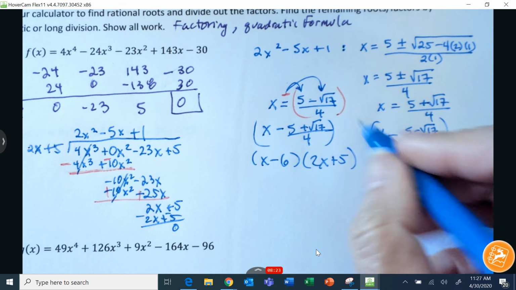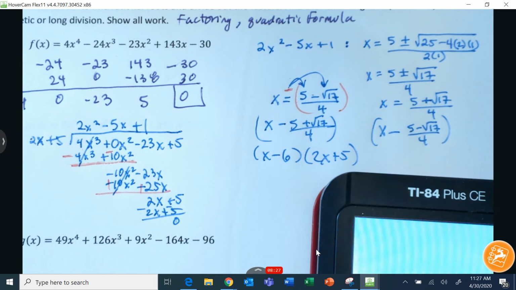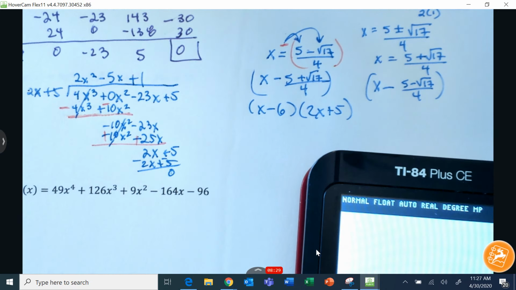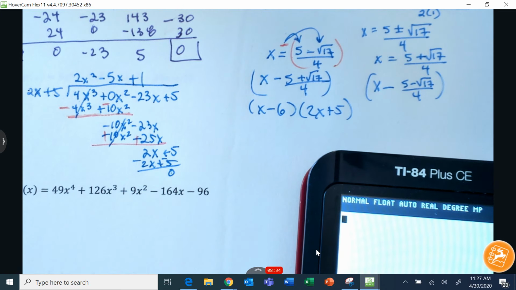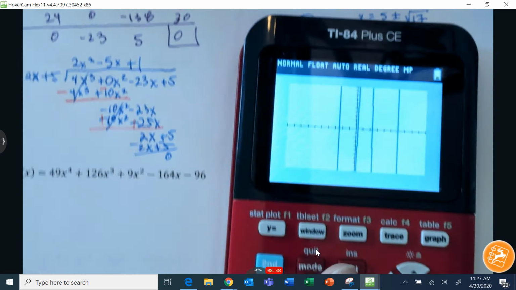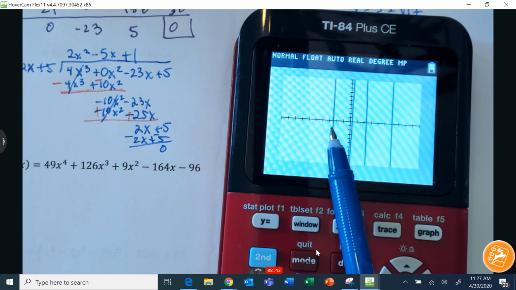All right, let's think about putting these in order. Actually, I can just look at my graph. That was a way better idea. Looks like, oh, I'm sorry, I'm not on the screen. If I'm putting these in order from left to right, it looks like the factor that gave me negative 5/2 is going to be the first one.